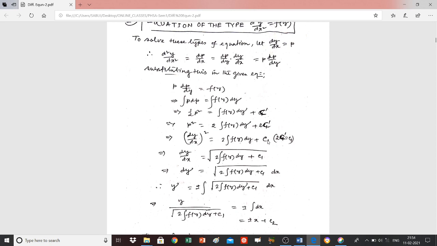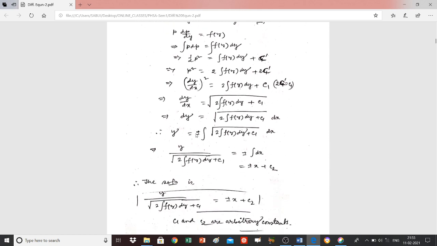This 2c1 is equal to c1, c prime is equal to c1, and from here dy by dx is equal to, so just square root of this on the right hand side. So this should be is equal to plus minus 2 fy dy plus c1, or from here dy is equal to plus minus root over 2 integration fy dy c1 then dx. Or y is equal to plus minus integration of this term, that is integration root over 2 integration of fy dy plus c1 dx. And from here you can write y by this term.